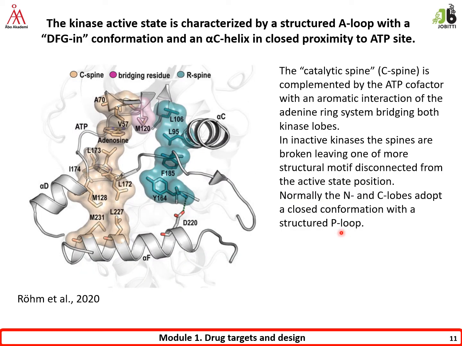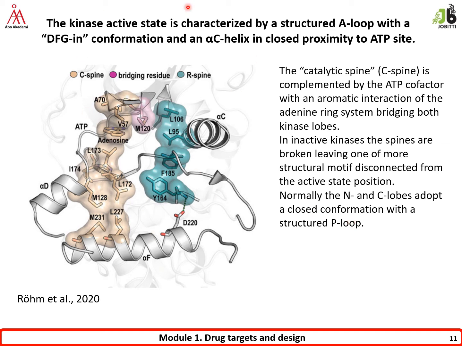The ATP cofactor complements the catalytic spine, or C-spine, with an aromatic interaction of the adenine ring system, bridging both kinase lobes. In inactive kinases, the spines are broken, leaving one or more structural motifs disconnected from the active state position. Normally, the N and C lobes adopt a closed conformation with a structured P loop.